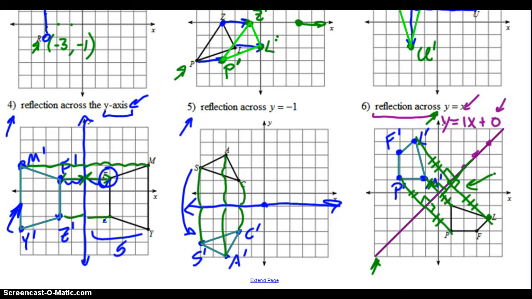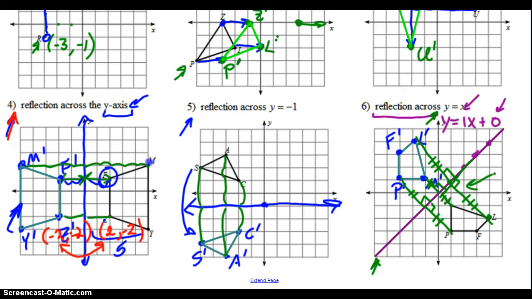Before we leave reflection for good, there's one last thing I want to mention. Take a look at some of the coordinates that we were reflecting. Going back to number 4. The coordinate of z was 2, negative 2. The coordinate of z prime was negative 2, negative 2. It looks like we changed the sign of the x-coordinate from 2 to negative 2.